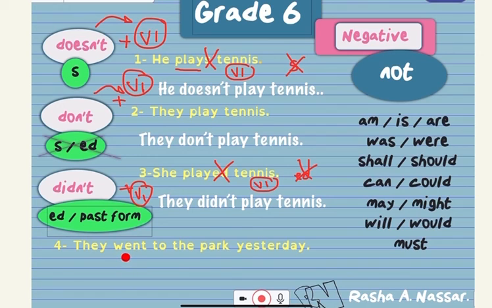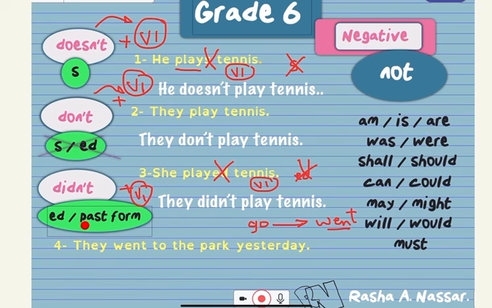Here is the verb, went. So what is the tense of this sentence? Is it in the past or in the present? I see yesterday and I see went. So went is the past form of what? Of go. You know that go changes into went when it is in the past. So here went is the past form of go.